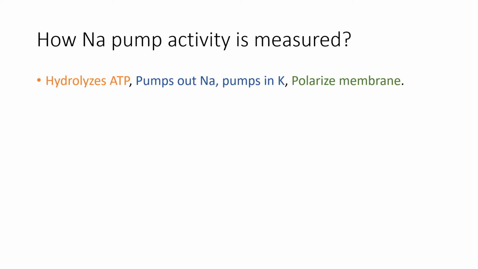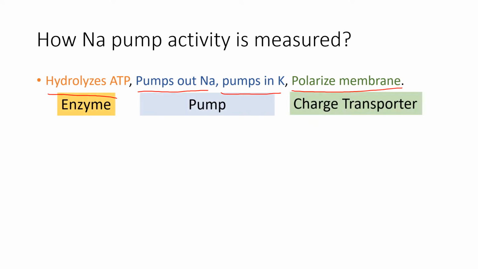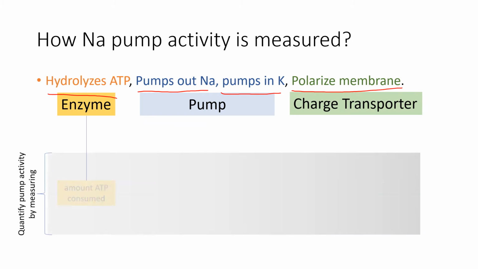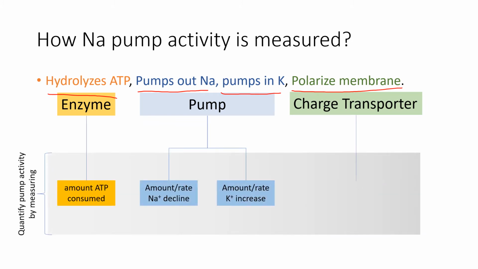So the sodium pump hydrolyzes ATP to pump out sodium, pump in potassium, and polarize the membrane. Therefore, it can be considered an enzyme, a pump, or a charge transporter. To quantify the pump activity, we can measure the enzymatic activity by measuring the amount of ATP consumed, or the amount of sodium cleared from the cell, or the amount or rate of potassium that is introduced to the cell, or by measuring the magnitude of negative charge generated in the membrane.